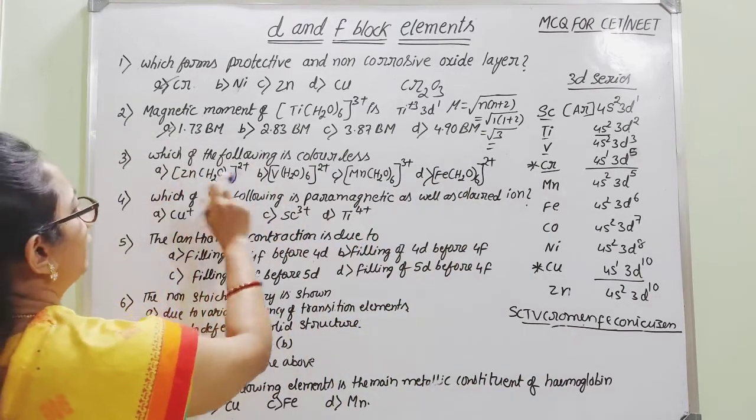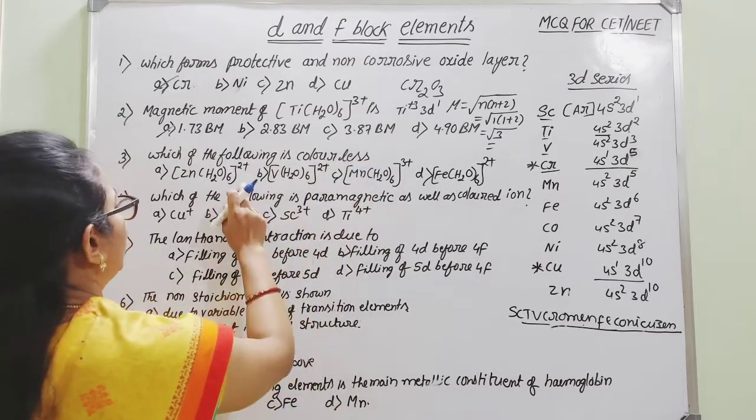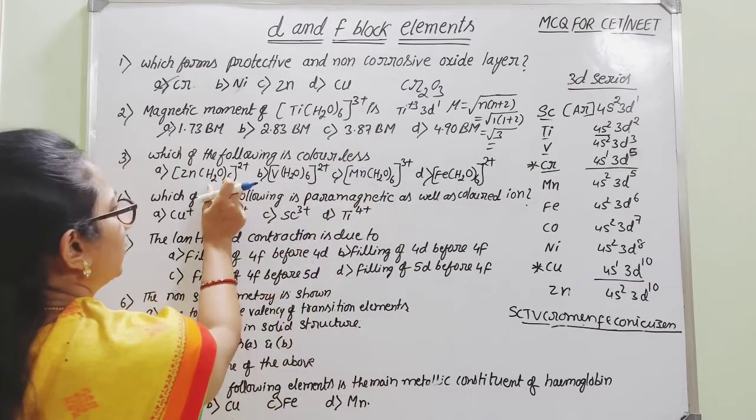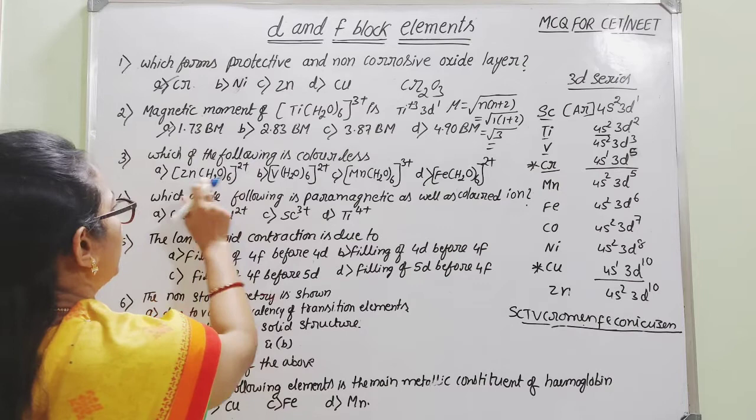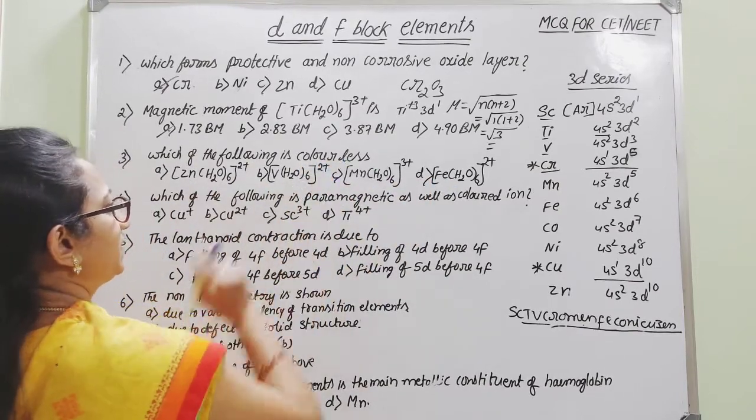And now we can come to this question. Which of the following is colorless? Then you have to select that complex ion with respect to the respective transition element which is said to be colorless in nature.